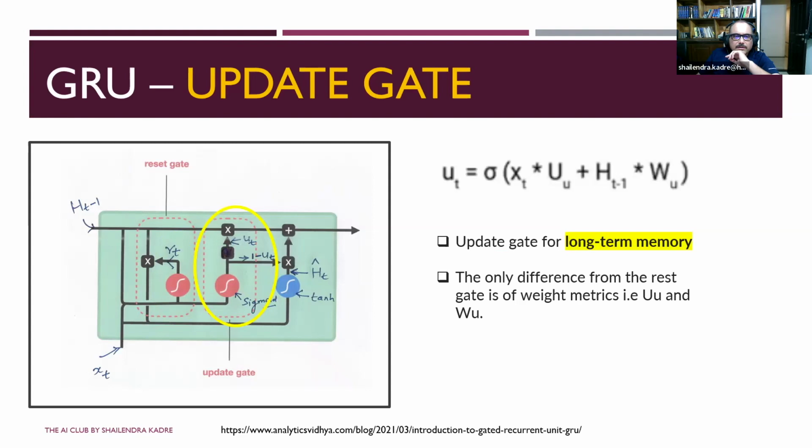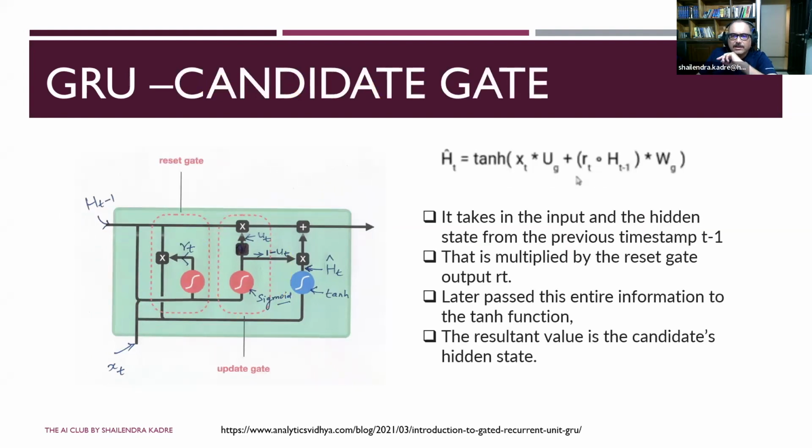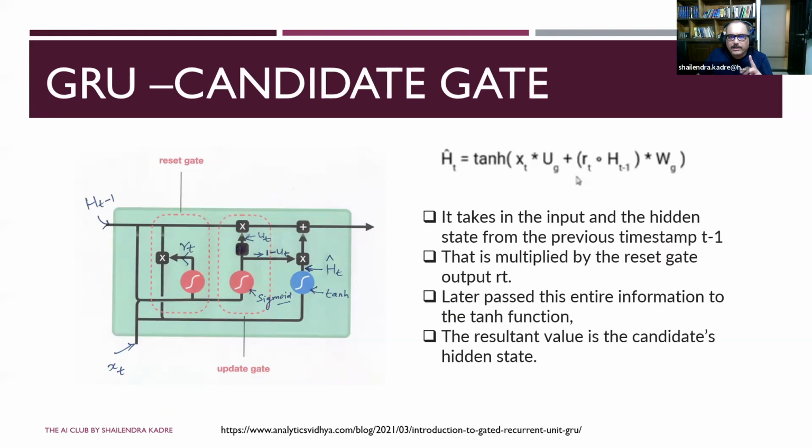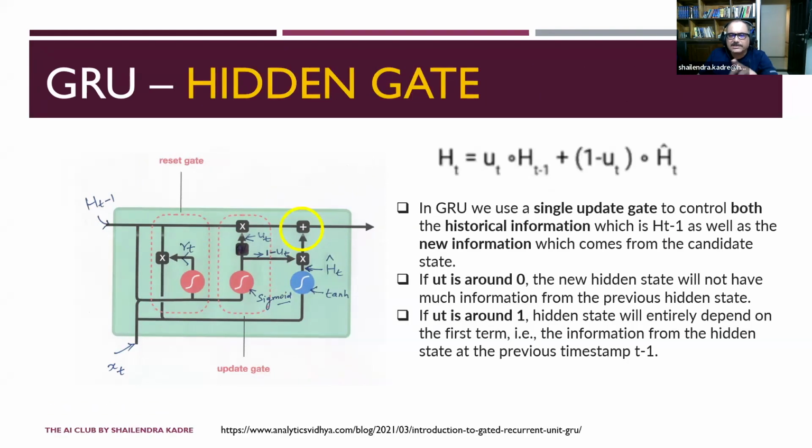Just a second. Update gate. Yeah, tanh is here. In the next step, 1 minus UT is getting multiplied by HT cap. And UT, which is coming from the top, the output of your update gate, is getting multiplied by HT minus 1, which is coming straight from the top. This is nothing but your hidden gate, which is circled here in yellow. That is the hidden gate.